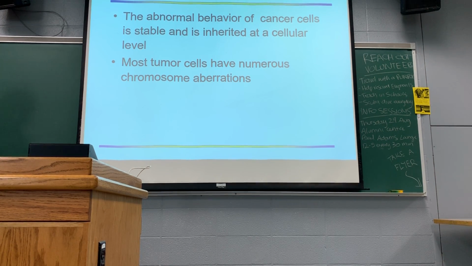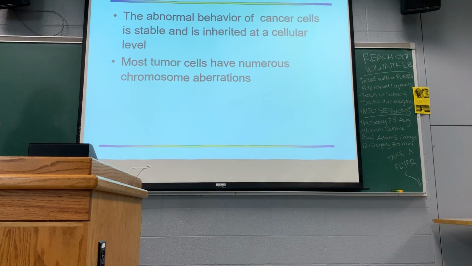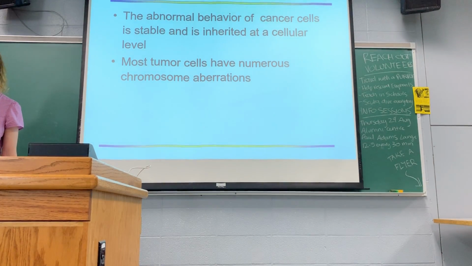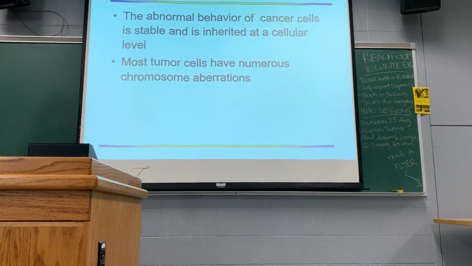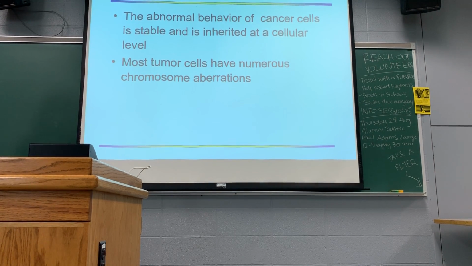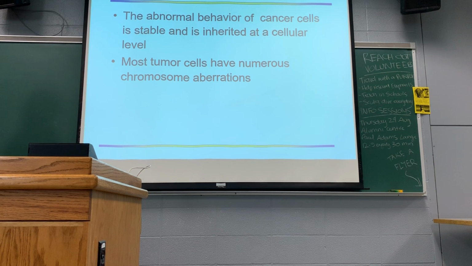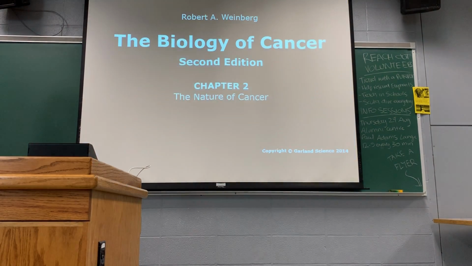The second point here that probably was made clear on Thursday was most tumor cells have numerous chromosome aberrations. They can have deletions and amplifications. I showed you examples of a lot of different ones, and point mutations even that you can't see. Again, those are all impacting tumor suppressors and oncogenes and other proteins that are ultimately involved in cancer.